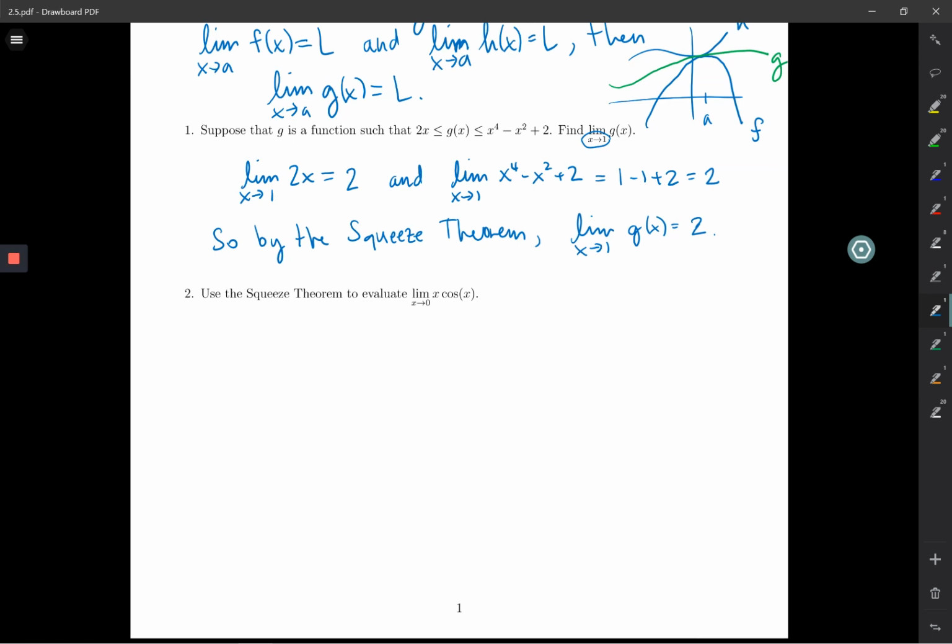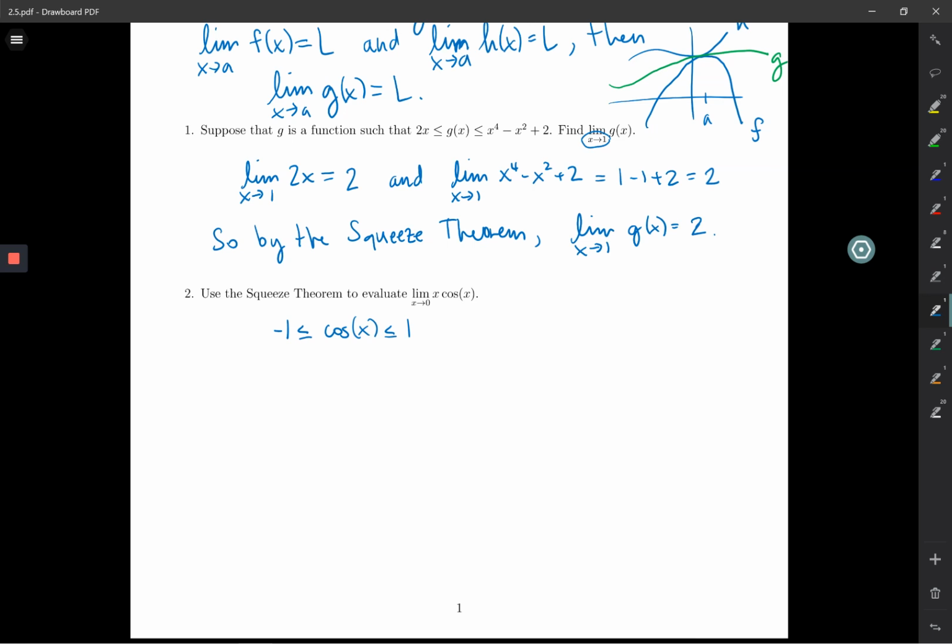Now here is another example. It's a little bit more involved. So we are told to use the squeeze theorem for this function, but we aren't given the functions that are going to lie on either side of it. But what is useful about trig functions is that we have this fact. For sine and cosine, it's always the case that they lie between -1 and 1. Sorry, I should put cosine of x. Okay, now that is almost our function.